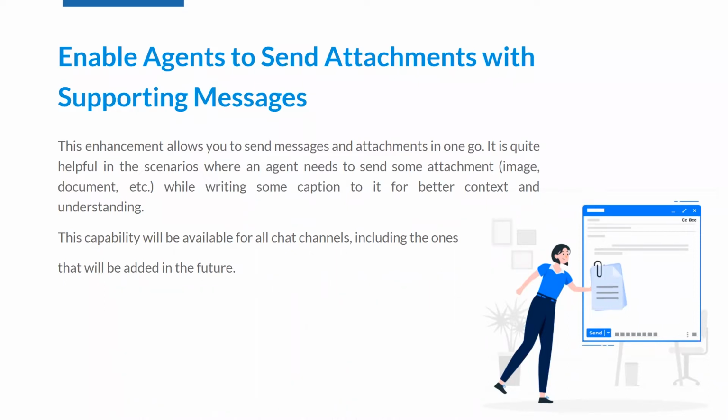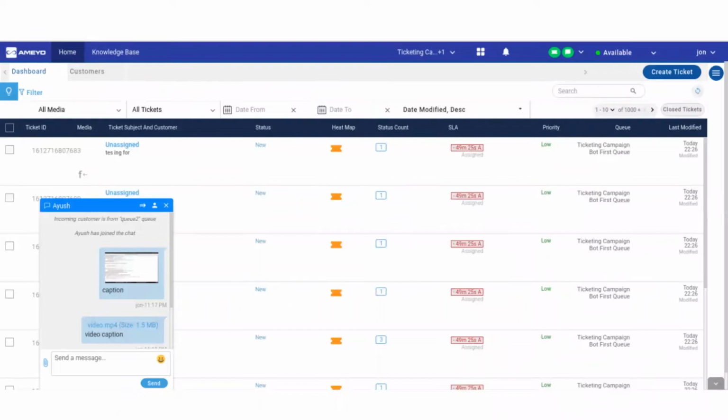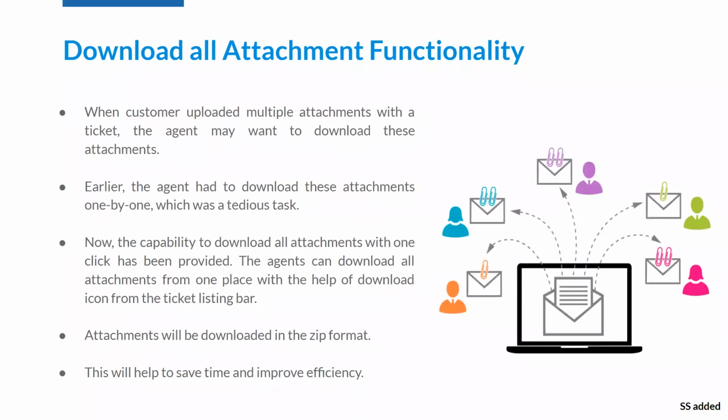Now, to resolve this, what we have done is when you are sending an attachment to the customer, along with the attachment, you can also now send a caption. So, for example, in the screenshot, you can see the way the caption appears when you first send an image. So you have the image and the caption like this. And if you send a video, then you have the video link and the video caption. So this particular story aims to enhance the customers' and the agents' journey. So the next feature is the download all attachment functionality.